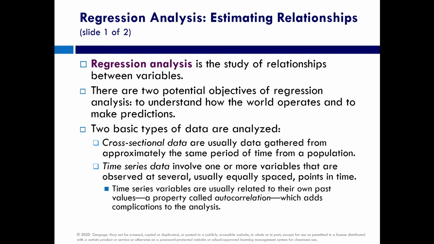Cross-sectional data are usually data gathered from approximately the same period of time from the population. Time series involves one or more variables that are observed at several, usually equally spaced, points in time. Time series variables are usually related to their own past values, a property called autocorrelation.